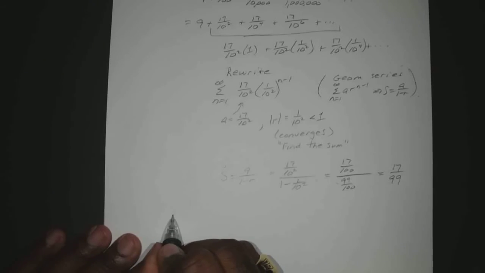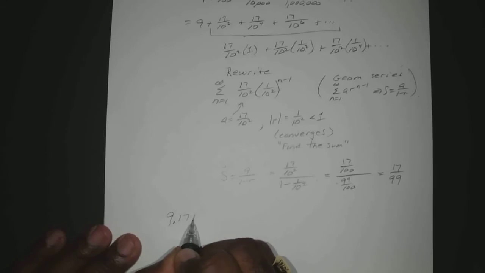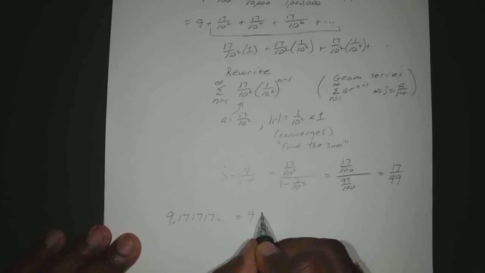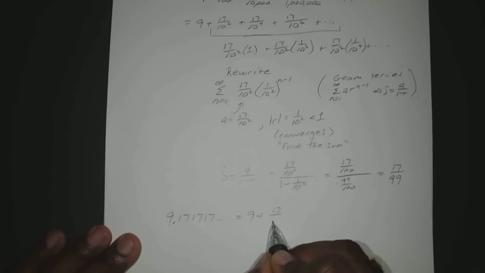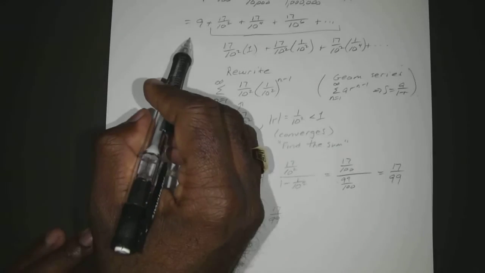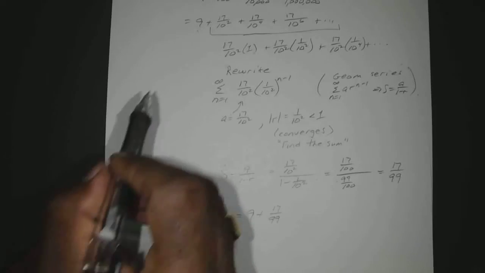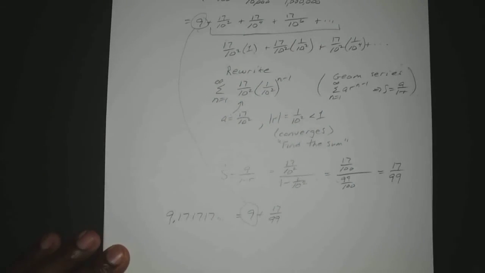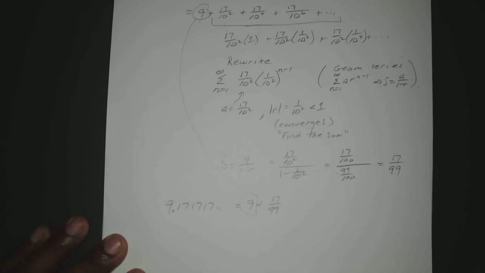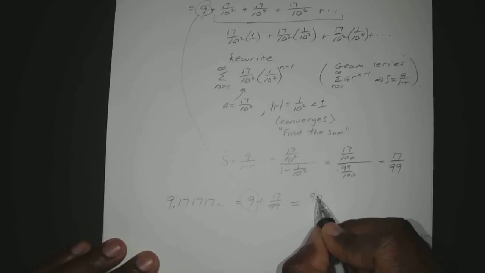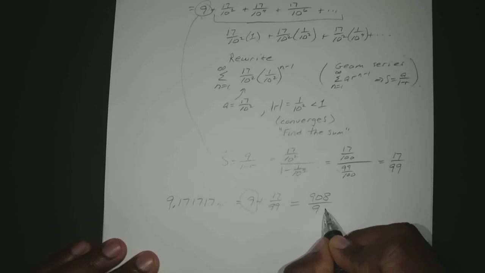So actually, 9.171717 equals 9 plus 17 over 99. Because remember, we still left our 9 by itself. So that just comes from up there down to there. Okay, so if you just add those two together, you end up with 908 over 99.